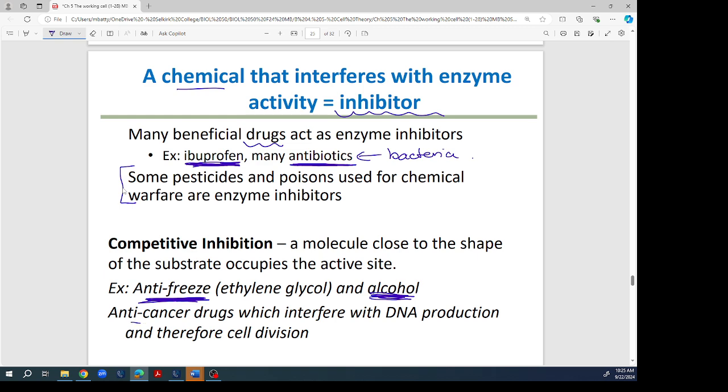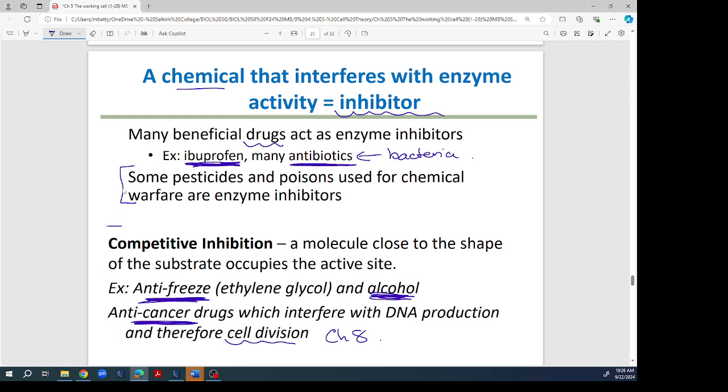Outside of antibiotics, you could also have cancer drugs, anti-cancer drugs, right? Where it interferes with DNA production and therefore cell division. So we're going to talk more about cell division and cancer in chapter 8, but these are just examples in understanding inhibition, what is a good thing.